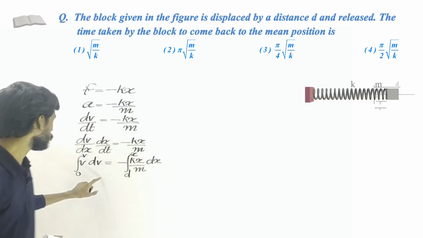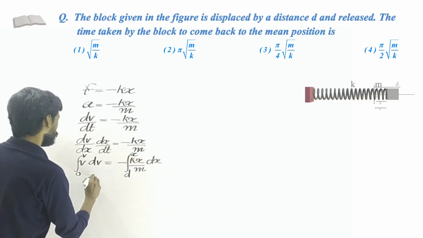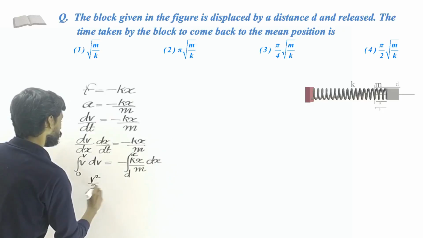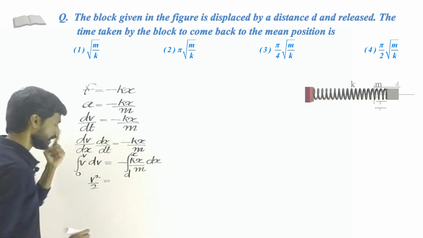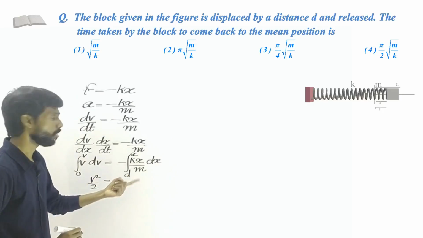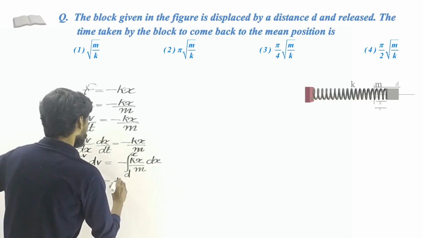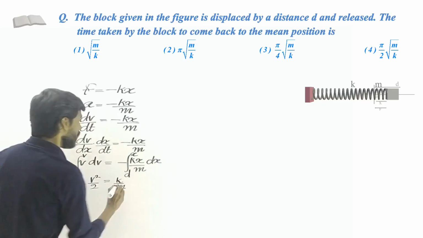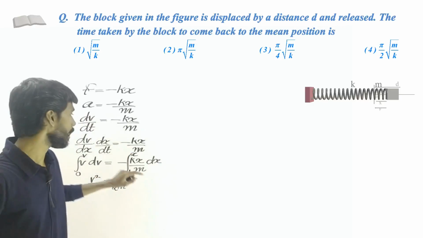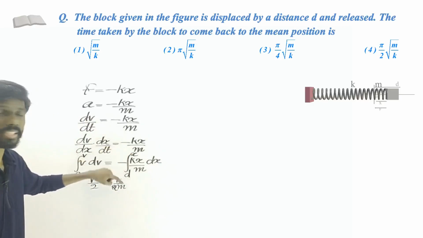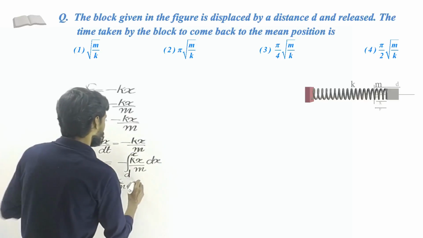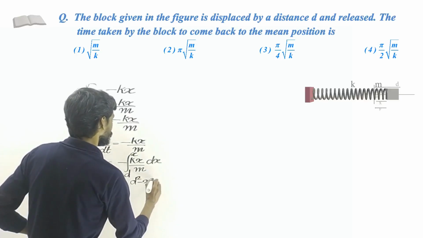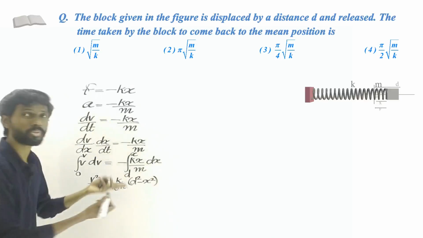Now let us find, so this we can integrate, right? So this is v square by 2, so that equals, let's do the integration of this. This is x square by 2, k by m, x square by 2, so 2m, and you substitute the upper and lower limit, so it is x square minus d square, but there is a minus, so we can write d square minus x square. Just integration and substitution of the limits.